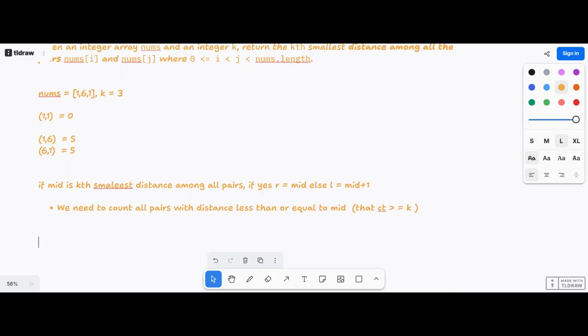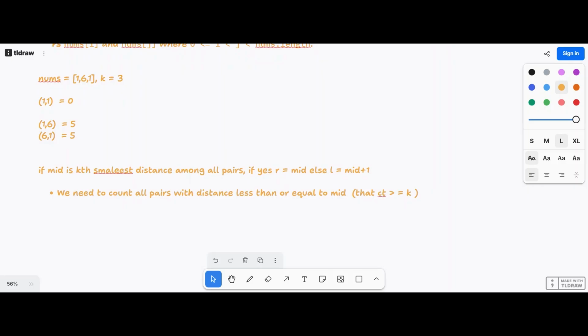Okay. Now how will we count the pairs with distance less than or equal to mid? This is a pairs kind of question. We have to find for pairs. So let's say if I choose 1, then how many can I pair up with 1? How will I find that? Okay, what if I sort this? Let's say I've sorted this. And now I have to find the number of pairs with this distance.